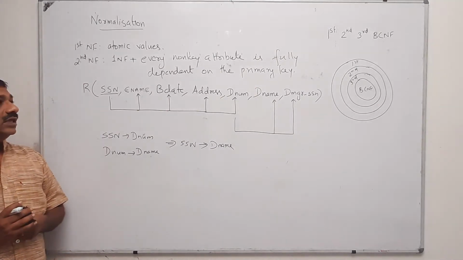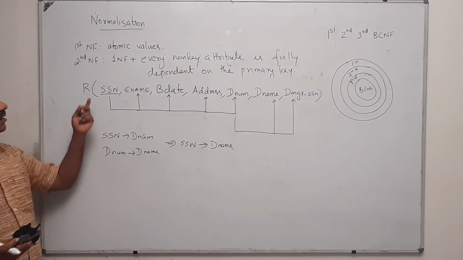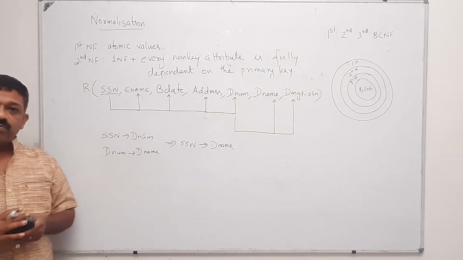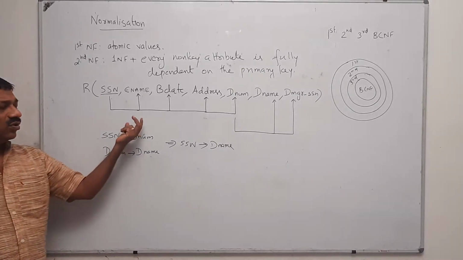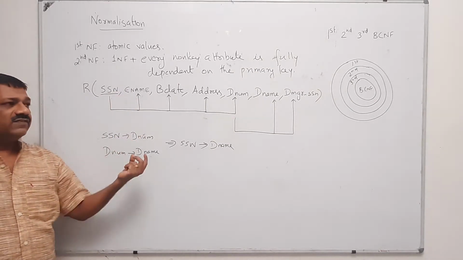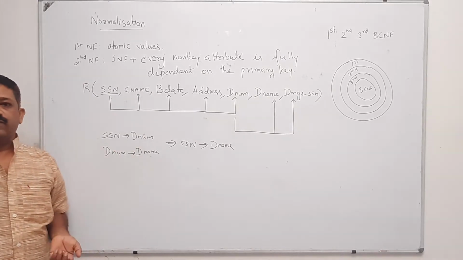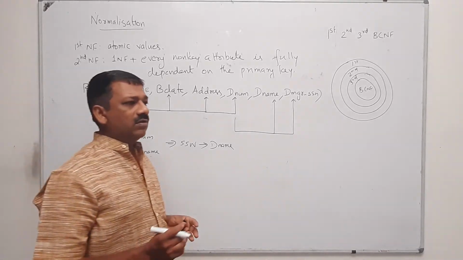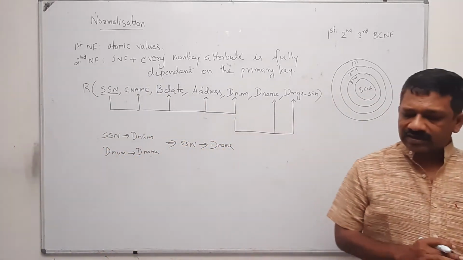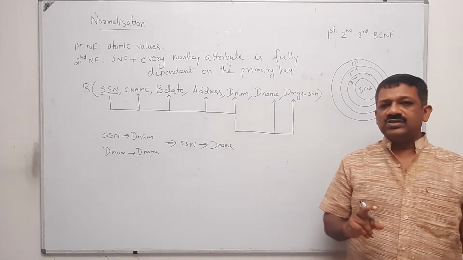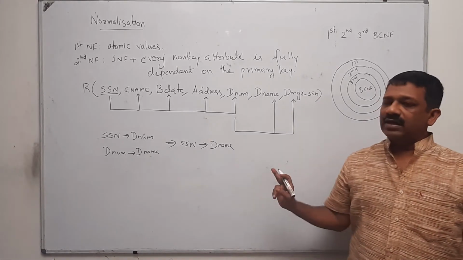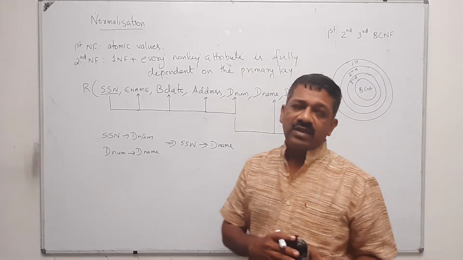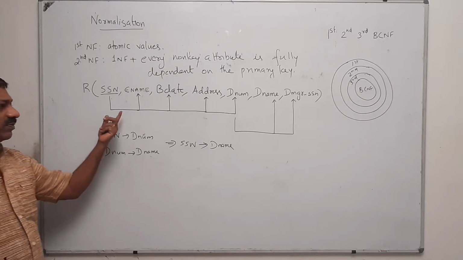If a table is in second normal form and you remove the transitive dependency from it, it becomes third normal form. That means if a relation is in third normal form, the first condition it has to satisfy is that it should be in second normal form, plus transitive dependency has to be avoided. Here in this table you have transitive dependencies.